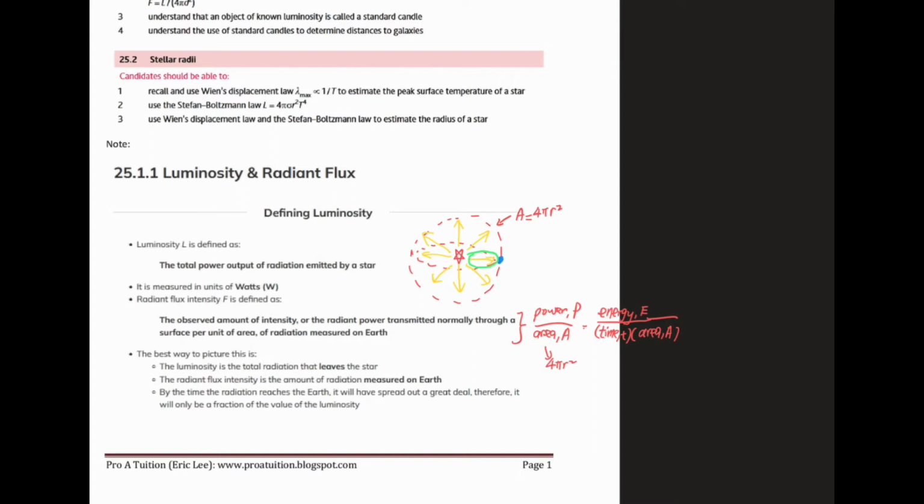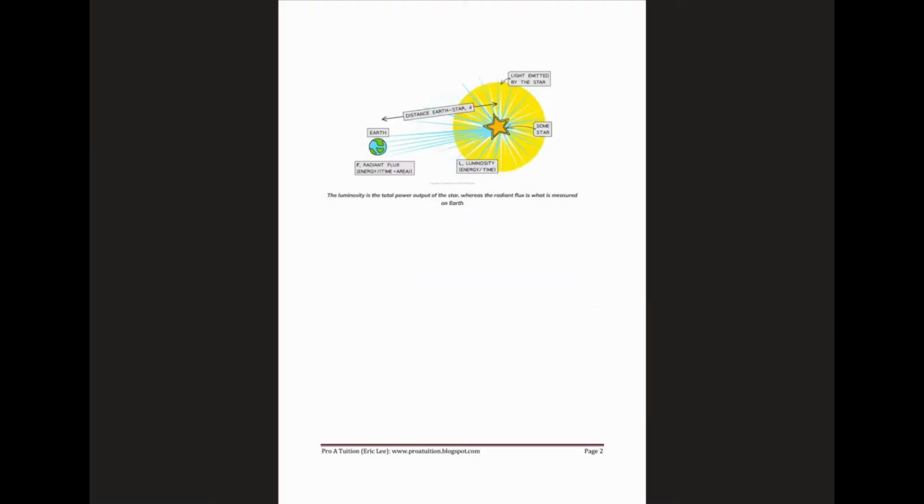Okay, so that is the first part. From this first part, we already have two terms, which are luminosity and radiant flux intensity. Then we see the next point.